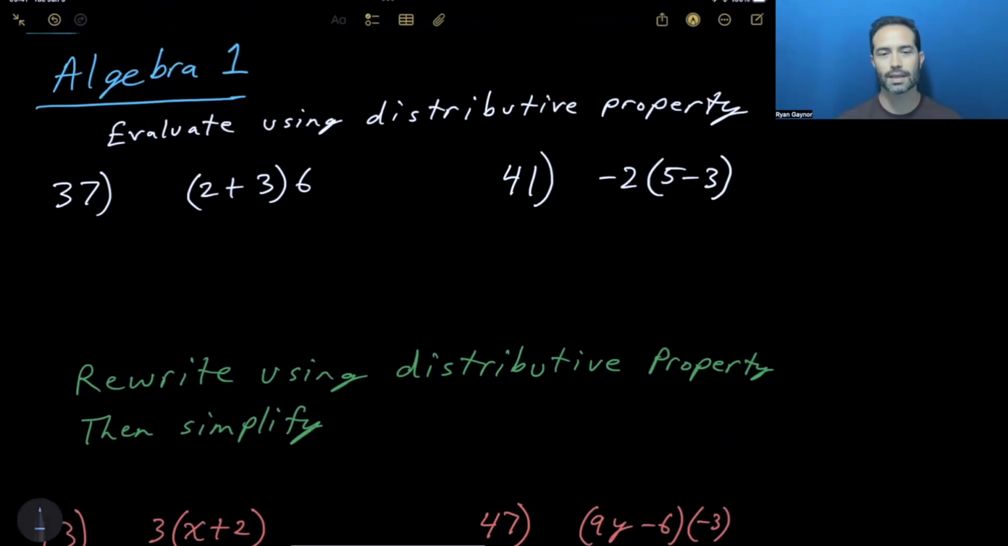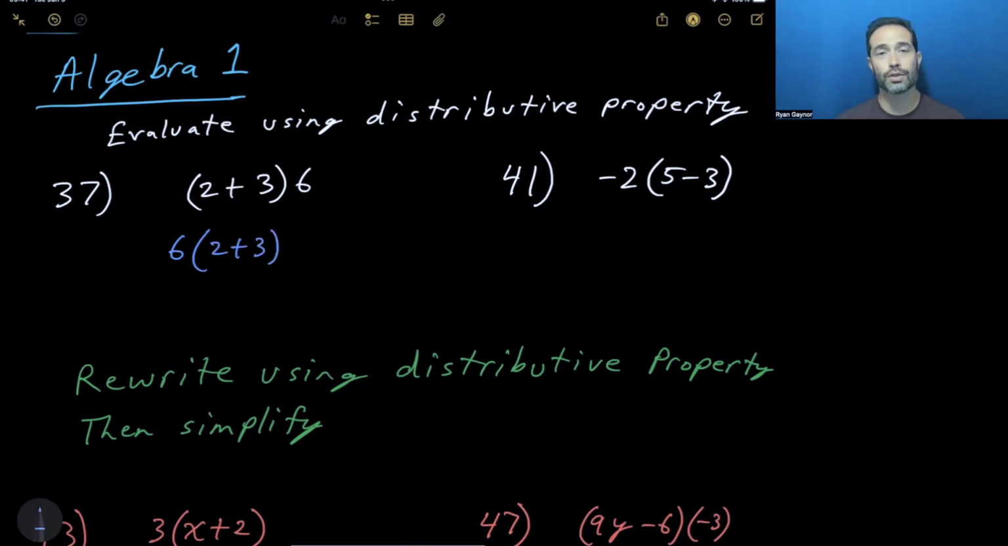Now in this example, number 37, they wrote the 6 on the right-hand side. I don't like it when they do that. I just like to see things on the left-hand side. So we could rewrite it real quick: 6 parenthesis 2 plus 3.